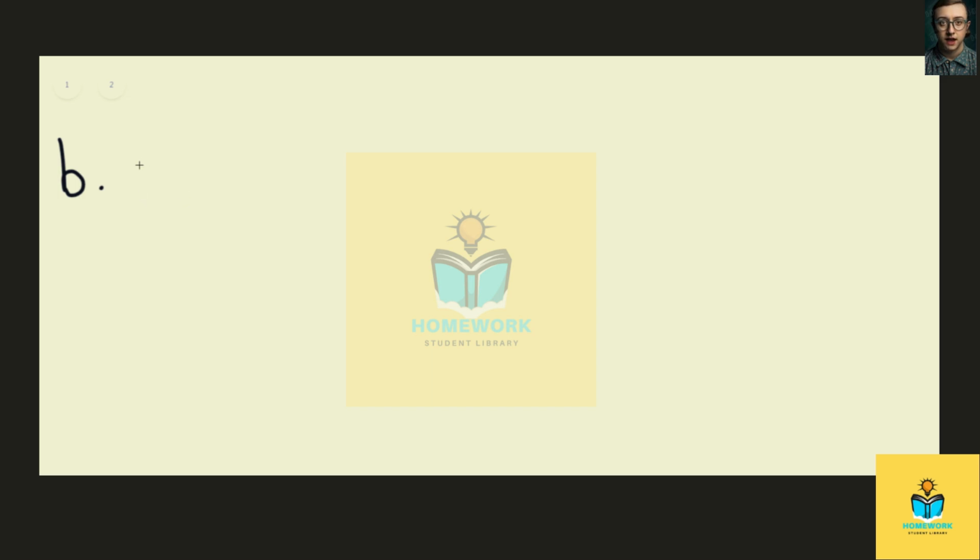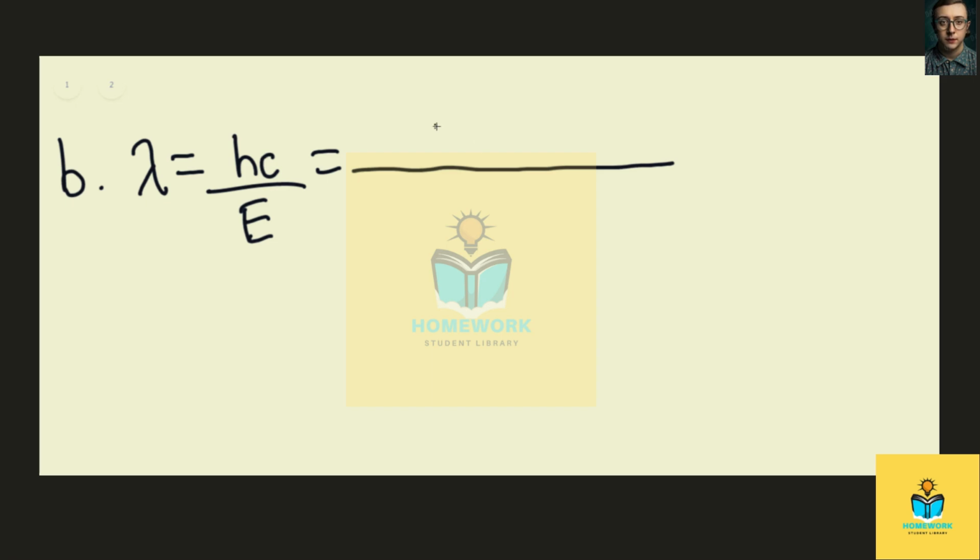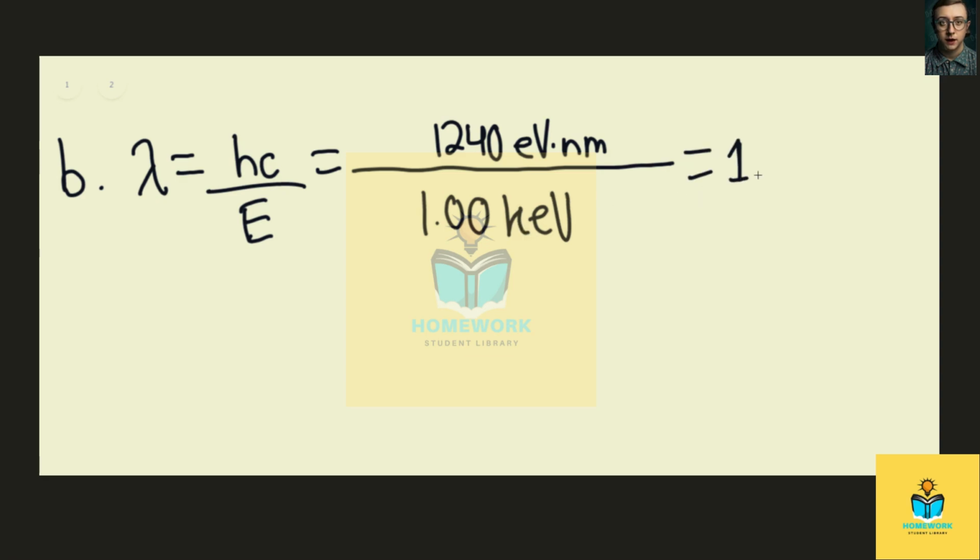For part B, we know that a photon's de Broglie wavelength is equal to its familiar wave relationship value. So we can say that lambda here would be equal to hc over the energy, and this would be equal to 1,240 electron volt nanometers. This would be divided by 1.00 kilo electron volts, and this equals 1.24 nanometers.